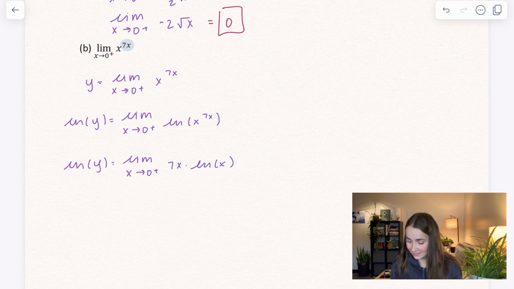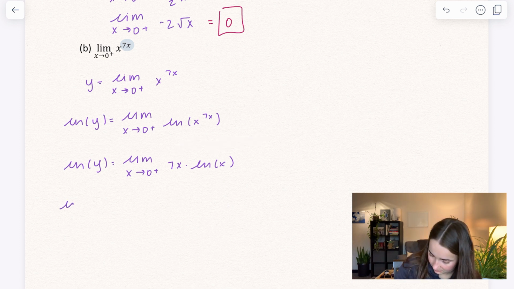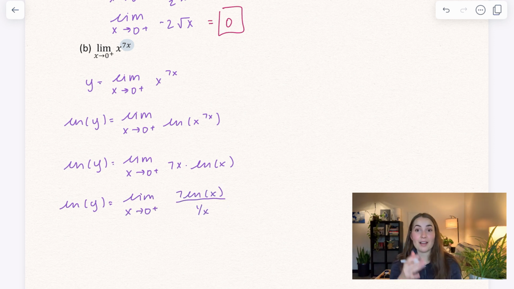Okay, so just like last time, if we tried direct substitution, we would have this going to 0 and this going to negative infinity, which tells us we have indeterminate form, but it's not the form that we can take L'Hopital's of. So again, we need to make this a fraction, and I'm going to do it using the same trick. So that's the trick I used. I brought the exponent down, and then I rewrote it as a fraction.